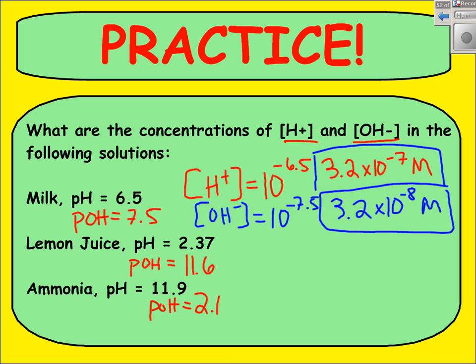Doing the exact same thing for the last two, let's go ahead and work that out. 10 raised to the negative 8.7 is going to give me a molarity for my hydrogen of 0.0043, and 10 raised to the negative 5.3 for my hydroxide is going to give me a molarity of 2.5 times 10 to the negative 12.